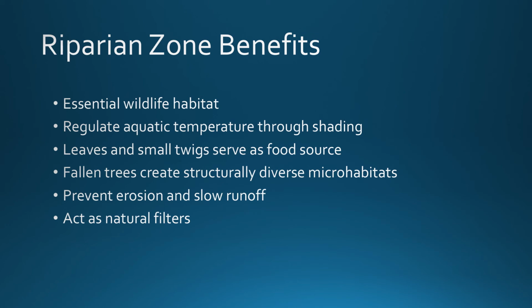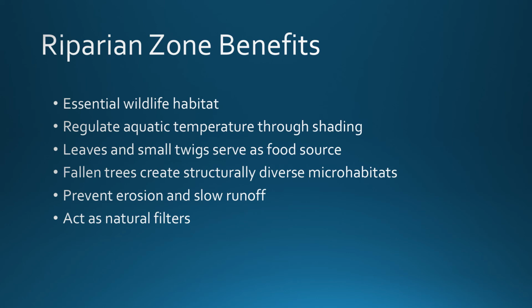Riparian zones are super beneficial. They provide essential wildlife habitat. They regulate aquatic temperature through shading. So on those hot summer days when trees are full of leaves, they keep our streams and other smaller water bodies from reaching unsafe temperatures because, like I said before, cooler waters, more dissolved oxygen, more organisms can live in them. Leaves and small twigs also fall from these plants and act as a food source.